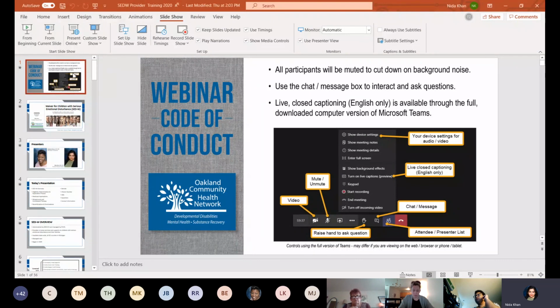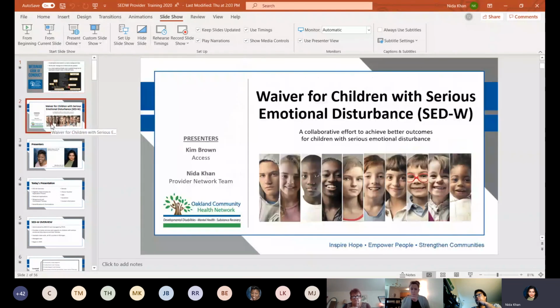Going back to the conduct, there is going to be closed captioning. English only is available through the full downloaded computer version of Microsoft Teams, and it gives you instructions on how to manage the toolbar. So let's get started. I just moved the slide. Can you see the next slide? Okay, awesome.